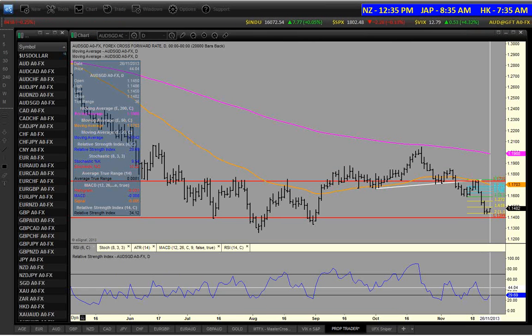Currently short CAD Swiss. Trade will stop 2 times risk. Nice one. Long Aussie yen. Where's the stop? Cool. Good work. Okay.